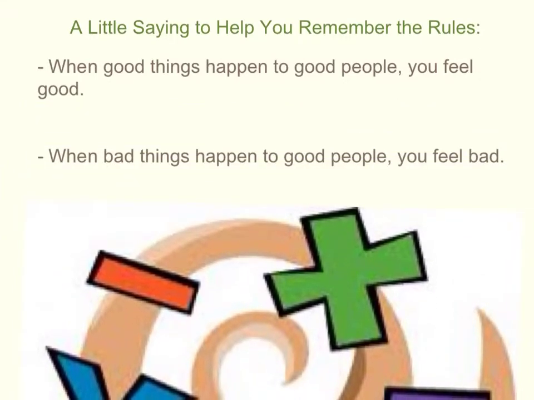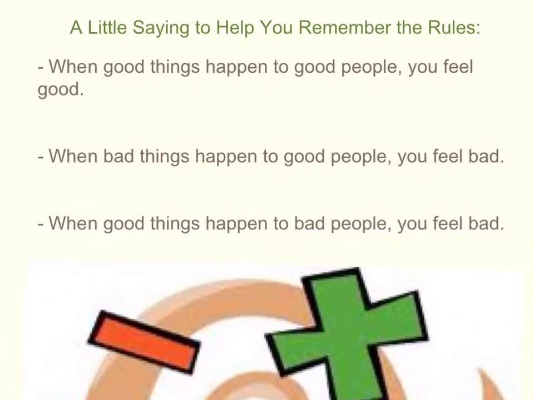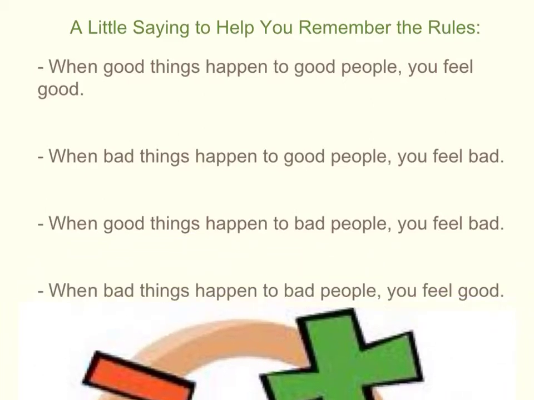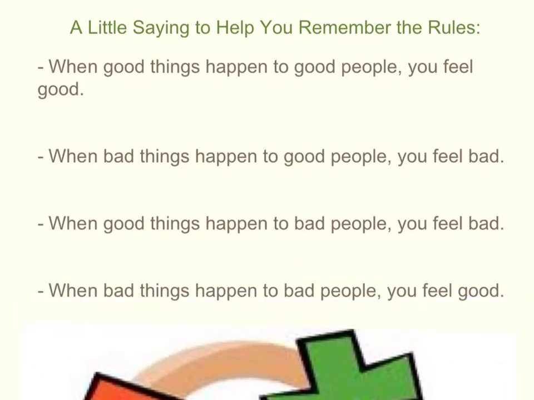When bad things happen to good people, you feel bad. A negative times a positive is negative, or a negative divided by a positive is a negative. When good things happen to bad people, you feel bad. A positive times a negative is a negative, or a positive divided by a negative is a negative. And the fourth and final saying is, when bad things happen to bad people, you feel good. A negative times a negative is a positive, or a negative divided by a negative is a positive.